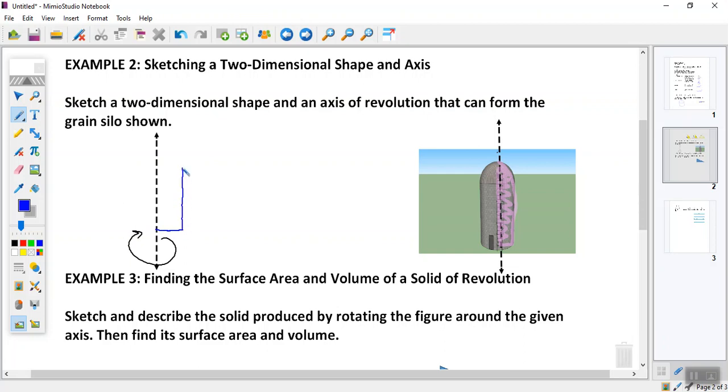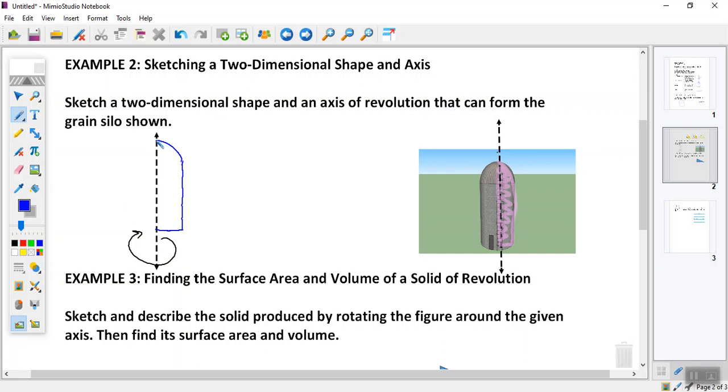Tell me what to do about here, kids. Start rounding. Start rounding at the top. Okay? If I would take that and rotate that around that axis of revolution right there, what's that going to look like it forms when you're done? Silo. Yep. So that's what that's going to look like there.